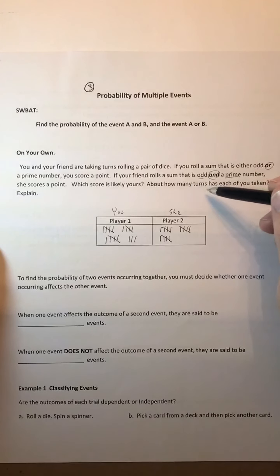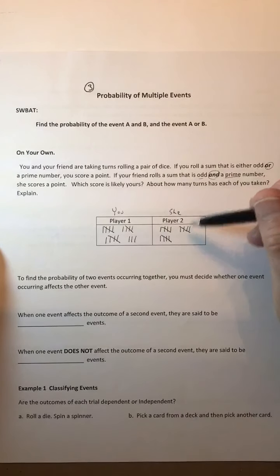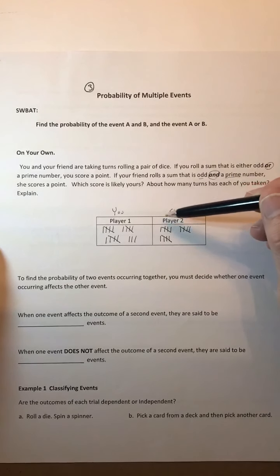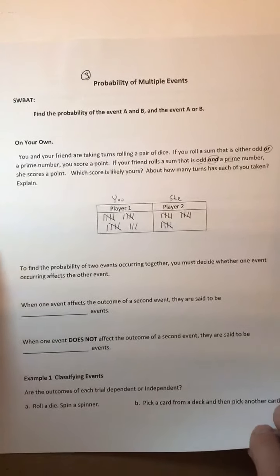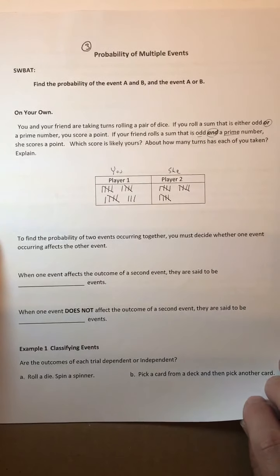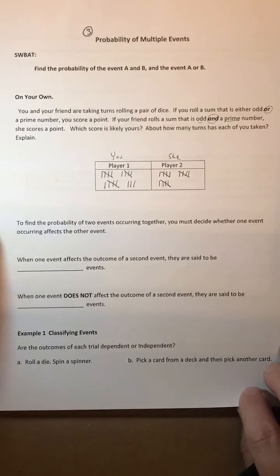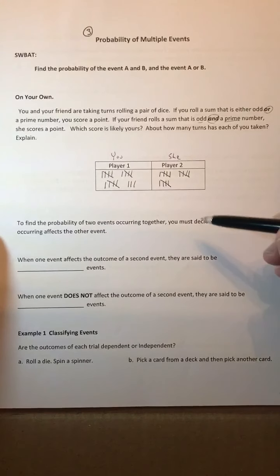And then if you try to figure out how many turns each of you has taken, and if you can explain it, that would be good. That's just using probability that you've already done. Alright, so let's move on to this.